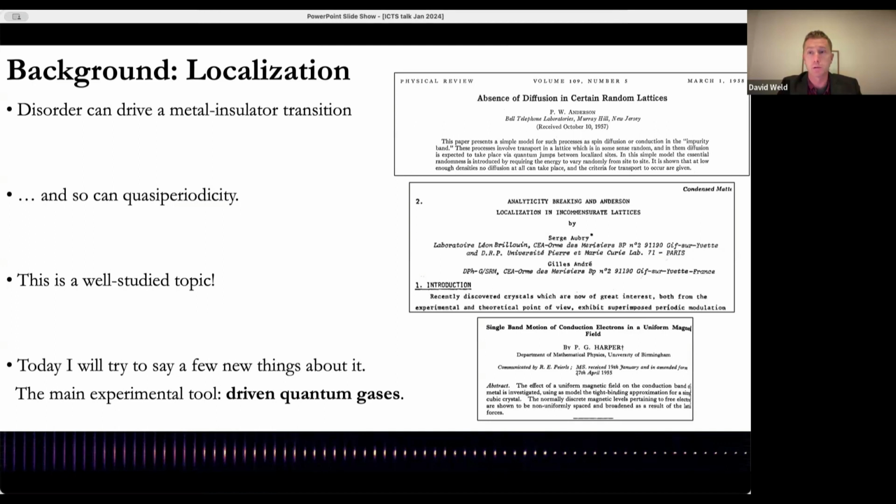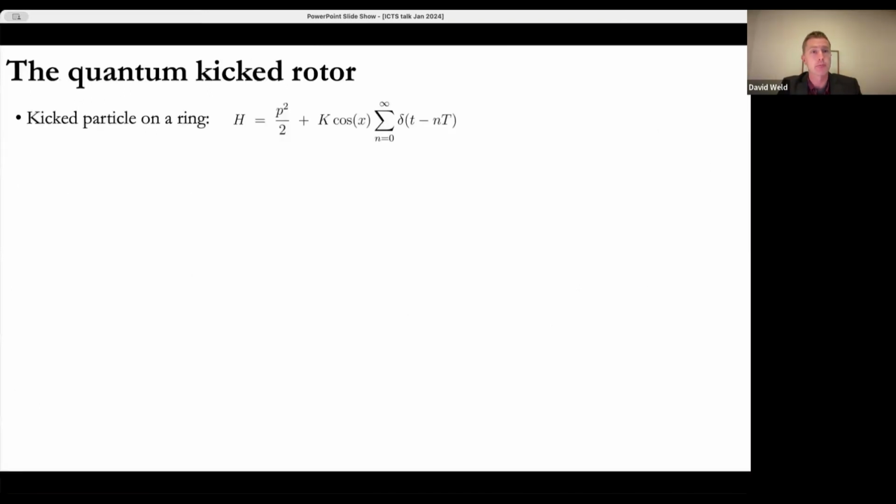And our main experimental tool is trapped gases of neutral atoms that are kicked pretty hard and driven very far away from equilibrium. So that's a lightning introduction to localization. Now I want to just introduce the central actor in the two experiments that I'll tell you about today, which is the quantum kicked rotor.